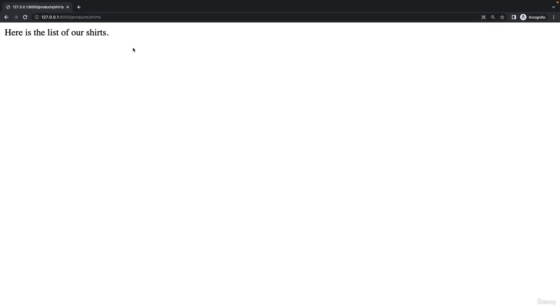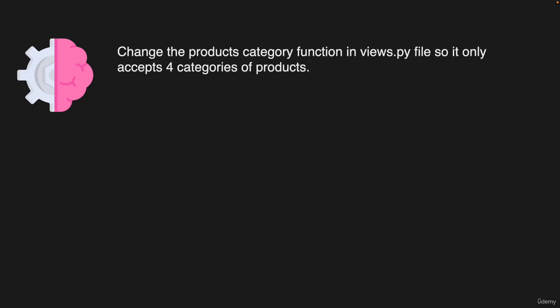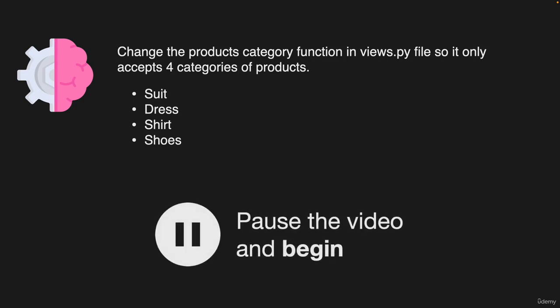So before we go to the next lesson, I have a short practice for you. The objective of this practice is to change the product cat function that we just created in the views.py file, so it only accepts 4 categories of products, okay? Right now, whatever we write in the URL, it will show us. But we only want to accept suit, dress, shirt, and shoes, okay? So pause the video and complete this challenge.